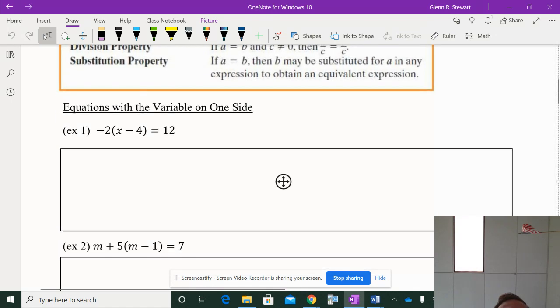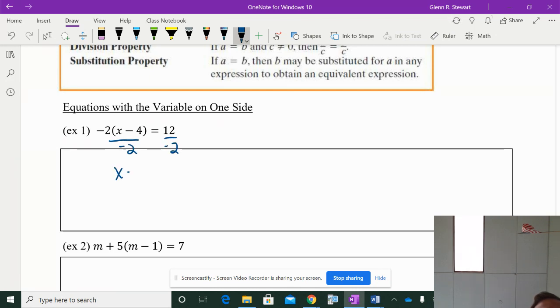Equations with variables on one side take you through these types of steps. I know that some people would like to distribute the -2 first, but I'm going to show you that you can actually divide by -2 first in this case. Get x minus 4 is equal to -6. Add 4 to both sides. And then you get x is equal to -2.